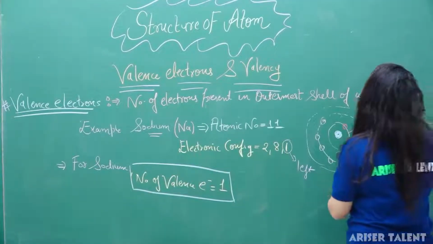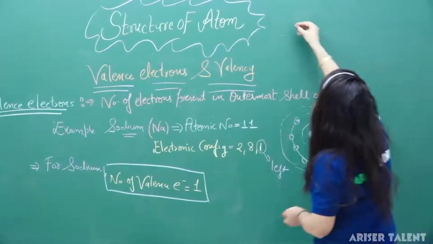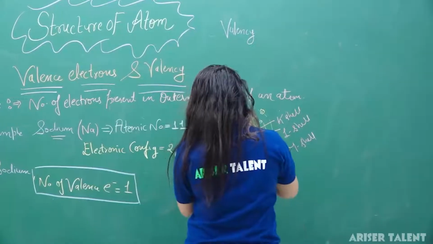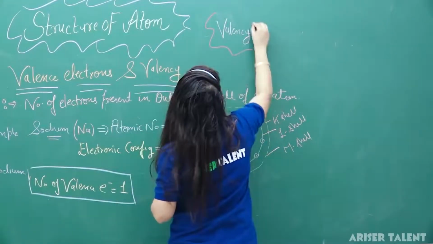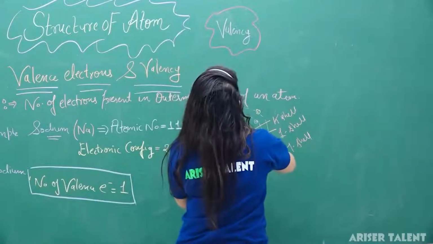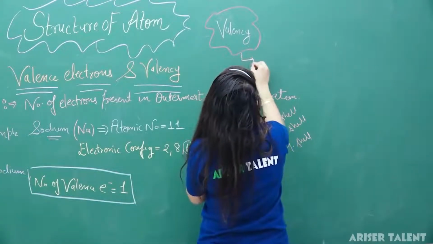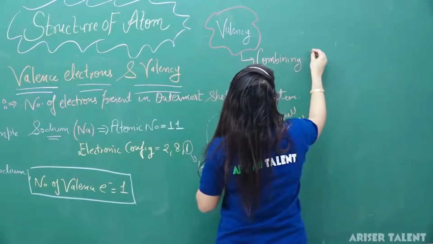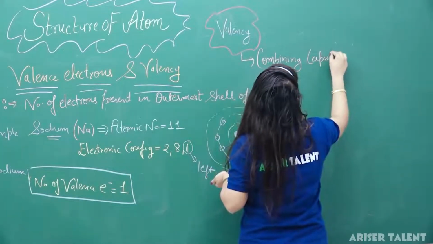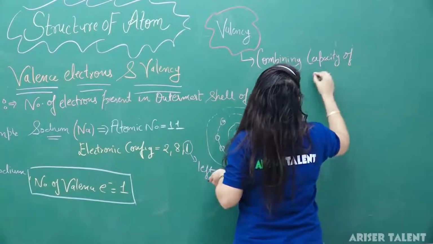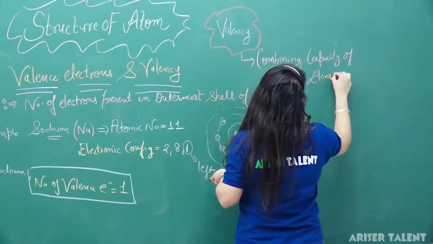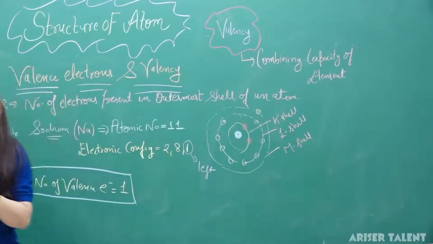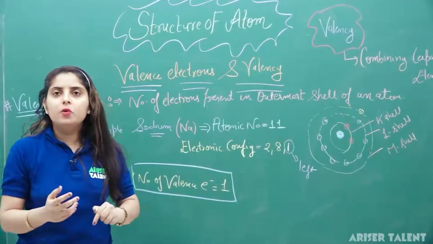So now our next topic is valency. So what actually is valency? Valency is the combining capacity of an element. Now, valency is somewhat related to the valence electron.